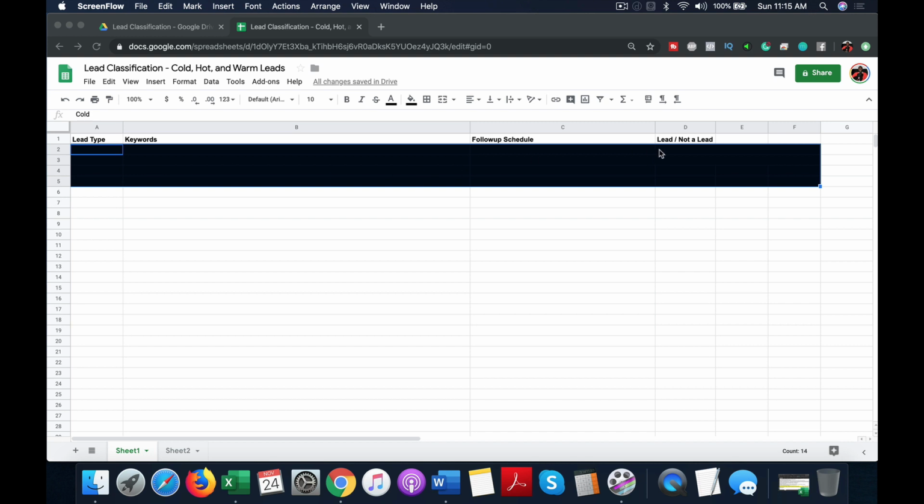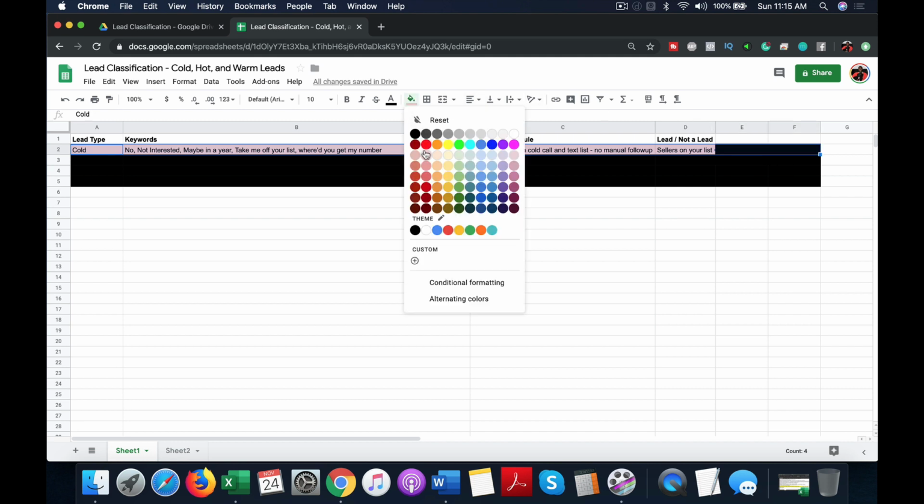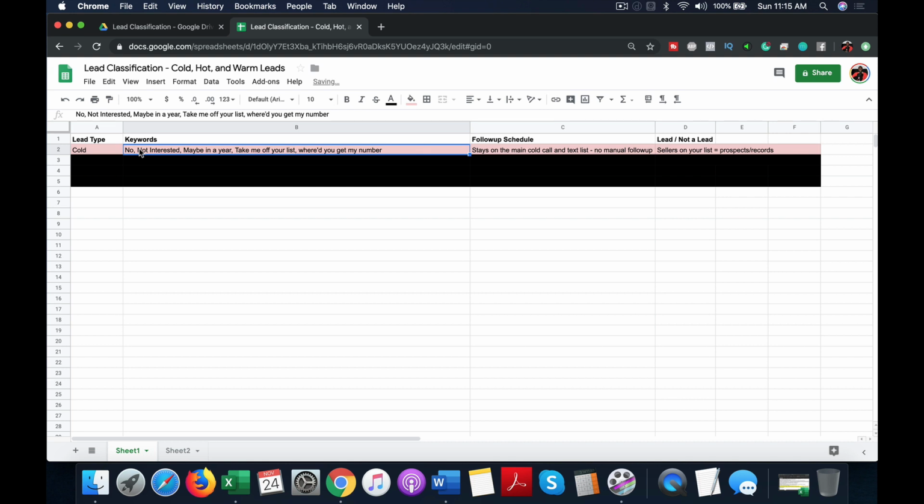So guys, the first lead type we want to discuss here, and I'll put this in red, is actually cold leads. So what do we do with cold leads, guys? These are basically leads that come in and they say, hey, I'm not interested. No, maybe I'll sell in a year. Take me off your list. Where do you get my number? These are cold leads, guys.